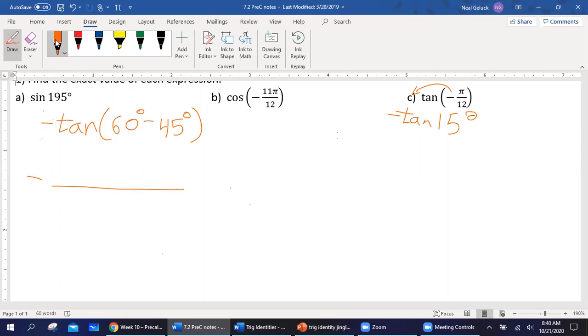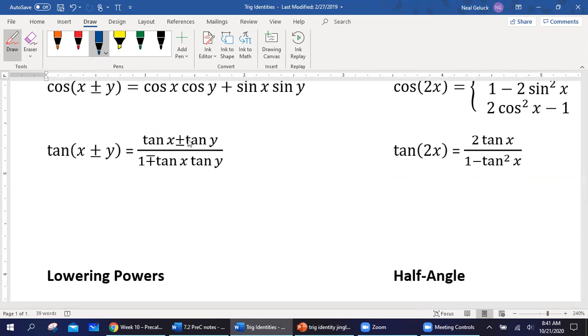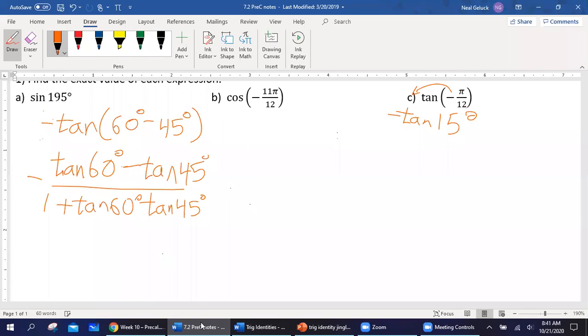So tangent is a fraction. So it's tangent, the first thing, minus tangent, the second thing. Now, if you notice on your identity, it has a plus or minus here, but then down here it has a minus plus. That means switches signs. So down on the bottom, it's going to be 1 plus tangent of 60, tangent of 45. Okay, so this would be negative.